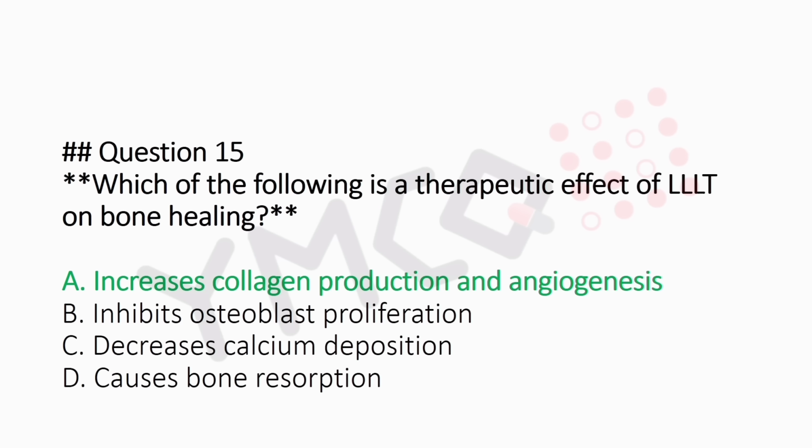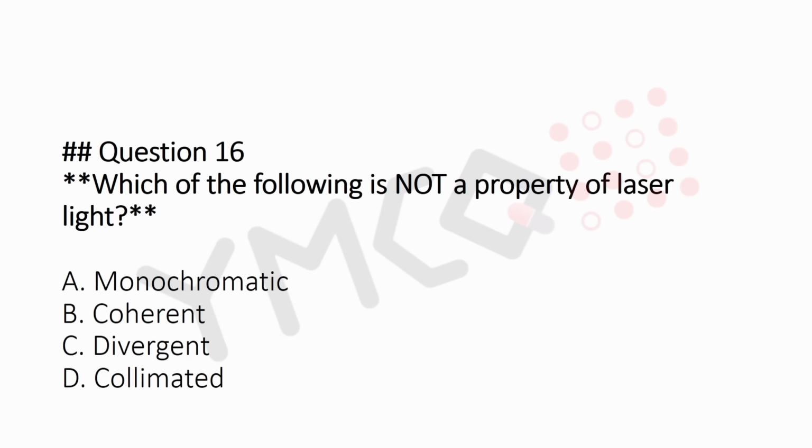Now let's move to question number 16. Which of the following is not a property of laser light? Option A, monochromatic. Option B, coherent. Option C, divergent. Option D, collimated. And the answer is option C, divergent.